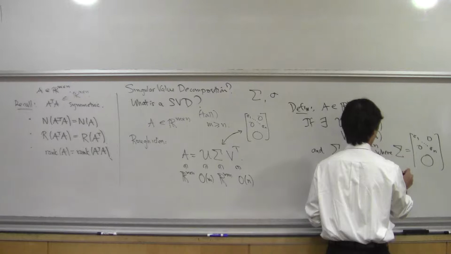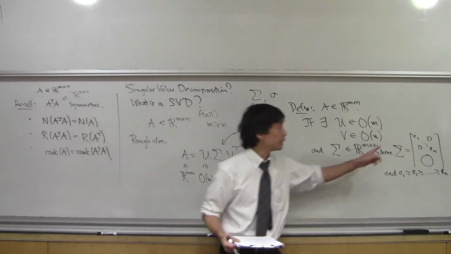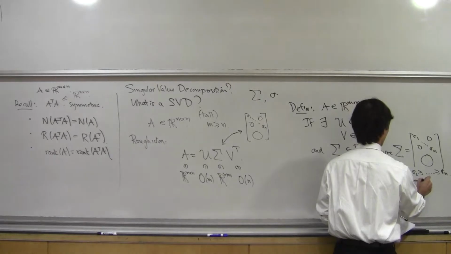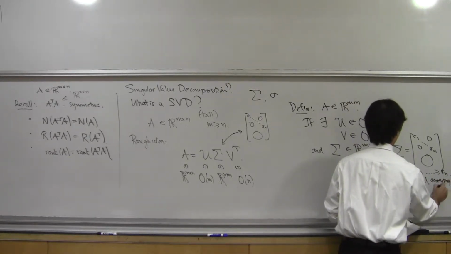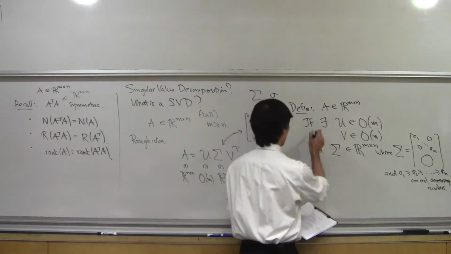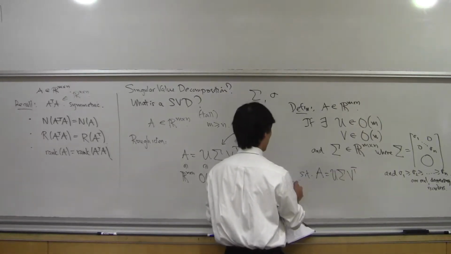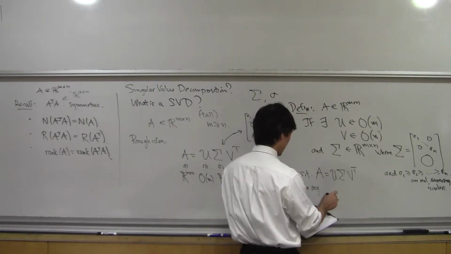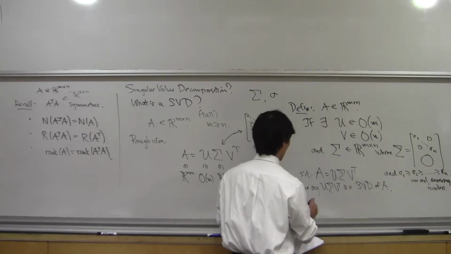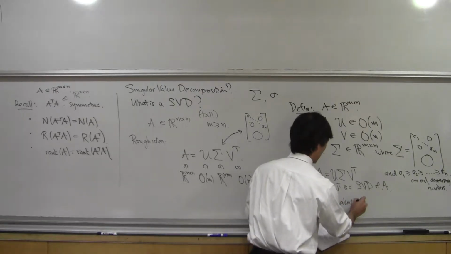and the entries down the diagonal are real and in decreasing order, so if there exist these three matrices such that A is U sigma V transpose, then we say that this U sigma V transpose is a singular value decomposition of A with singular values sigma 1 to sigma n.